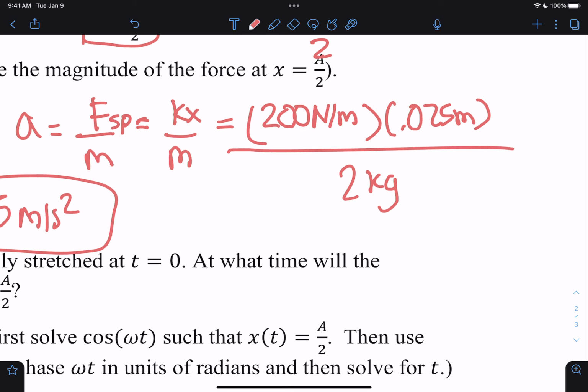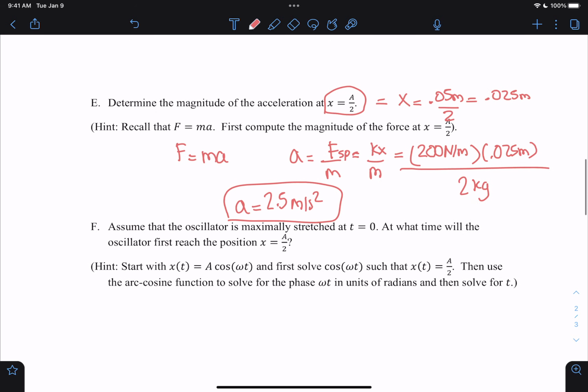Go ahead. Yep, you can do that. You can do negative kx, and then you get negative 2.5, and then take the absolute value just to show that we're looking for the magnitude. So yep, that's absolutely fine as well. So that's our acceleration for part E.